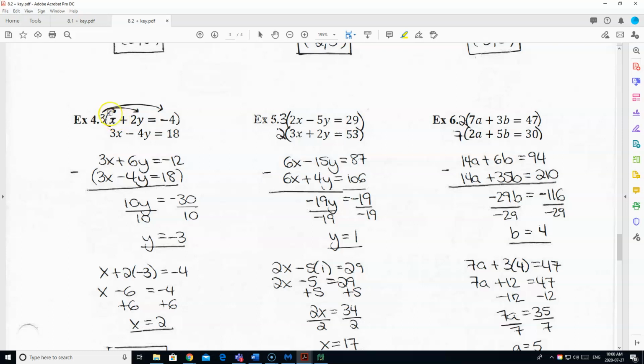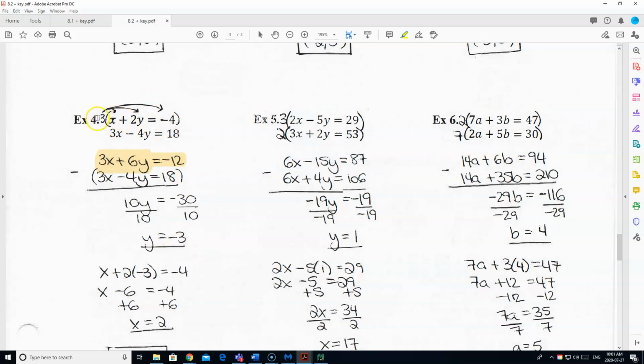So in this case, they're multiplying the entire first equation, x plus 2y equals negative 4, by 3. And it's still an equivalent equation only if you multiply every term by 3. You can't just multiply one part of it. So 3 times x is 3x, 3 times 2y is 6y, and 3 times negative 4 gives you negative 12, which is the equation right here. So they just rewrote it.